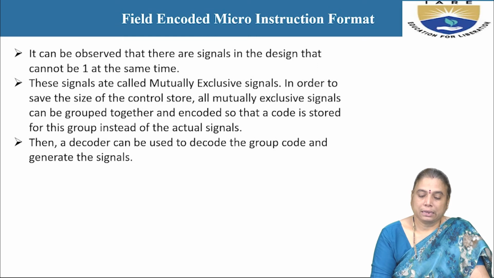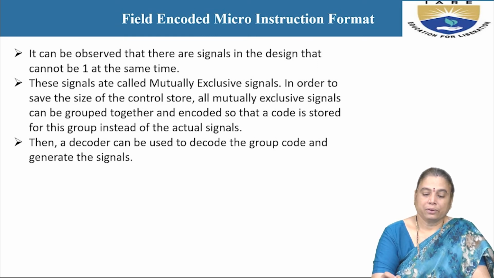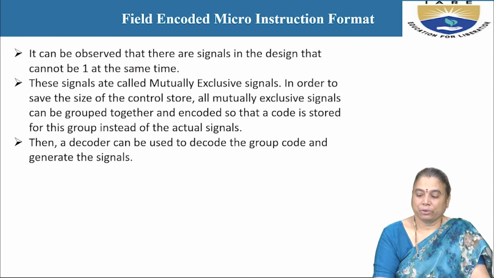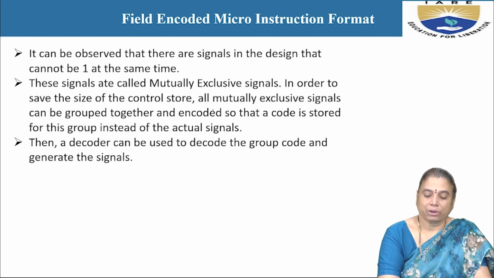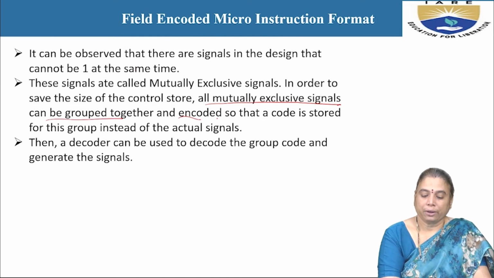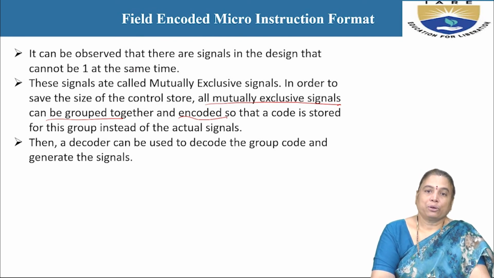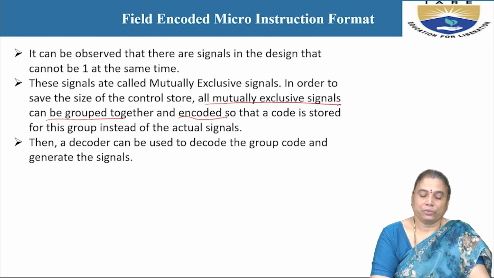Next, the third variety is the field encoded micro instruction format. It can be observed that there are signals in the design that cannot be 1 at the same time. So the signal can be 0 or 1. These signals are called mutually exclusive signals. In order to save the size of the control store, all mutually exclusive signals can be grouped together and encoded. So here, in a mutually exclusive fashion, the micro operations can be executed.